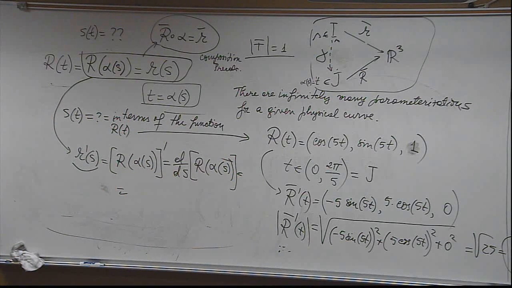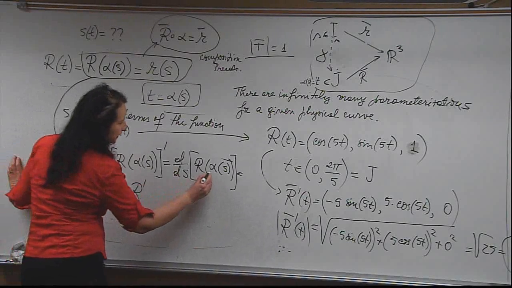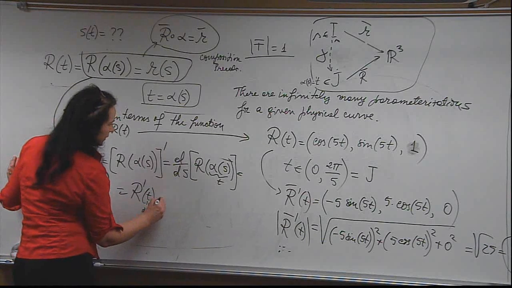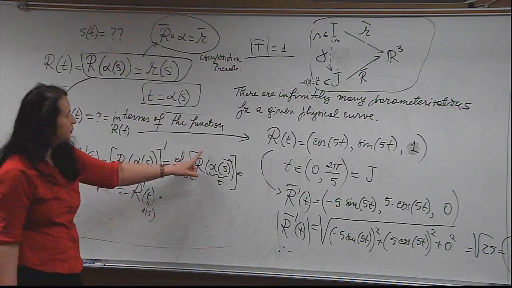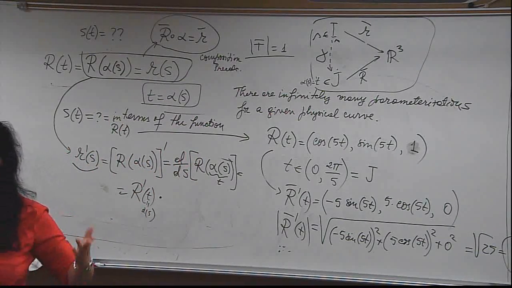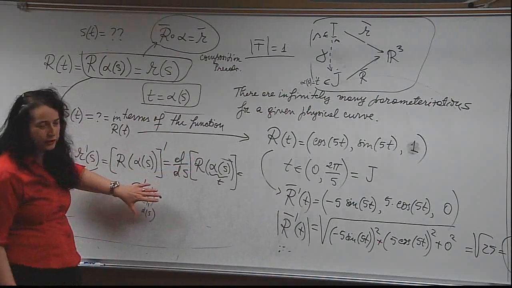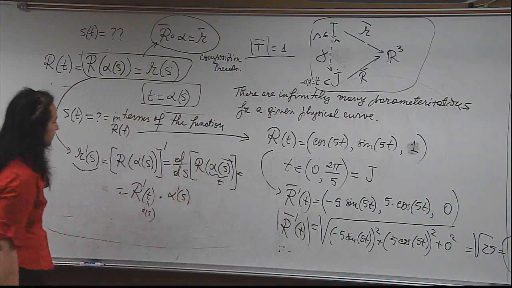Okay. And what do I have in this case? Well, I have r prime of alpha of s, times r prime of alpha of s times prime of the inside. How do we prime in the chain rule? From the outside to the inside, one at a time. So I differentiated the outer shell, r prime, and then times what? Chain rule, guys. Alpha prime of s. Very good. Alpha prime of s.